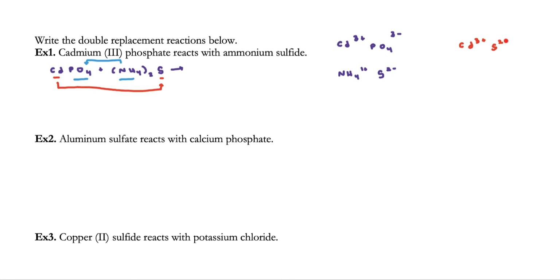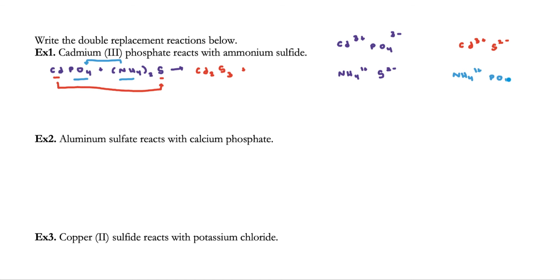And so when I cross my charges, this is going to become Cd2S3. The 2 comes from the sulfur, the 3 comes from cadmium's charge. Plus, I now need to cross the charges for ammonium and phosphate. So ammonium, remember, has a 1+ charge, and phosphate has a 3- charge.